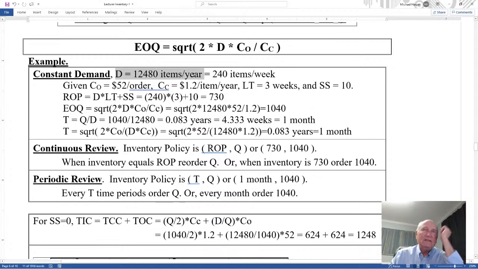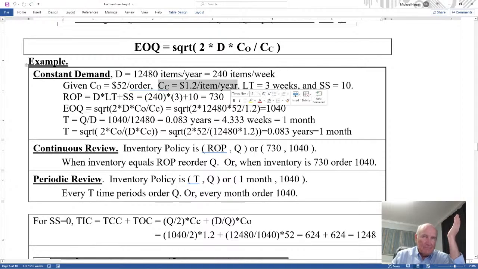12,480 items a year. Divide that by 52, get 240 items a week. The ordering cost, suppose this is given to be $52 per order. That's how much it costs to place an order in the purchasing department. The carrying cost is $1.20 per item per year. And notice this is prorated over items and time. In other words, one item over a year is $1.20. 2 items over a year is $2.40. 1 item or 2 items over half of a year is $1.20. And so it's prorated over the number of items and how long you're carrying it.